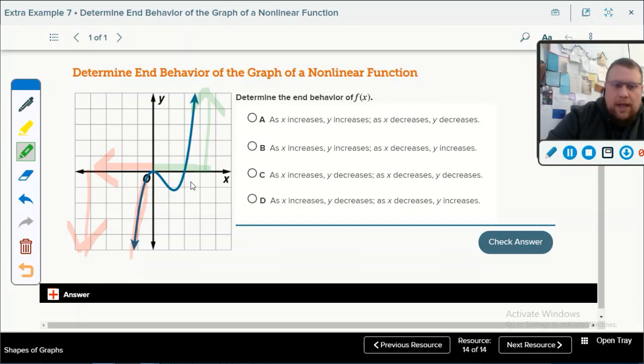We're just talking about the end. Some of you may be looking at this middle part saying, well, there's some differences there. We're talking about the end behavior. So this end behavior right here and the end behavior down here. We see again, as x increases, y increases. That's true. As x decreases, y decreases. That's also true. So this is going to end up being A.